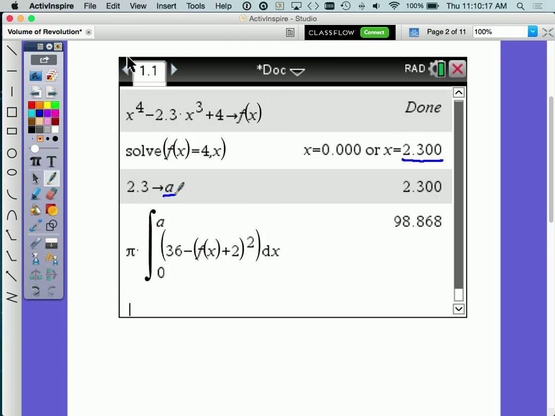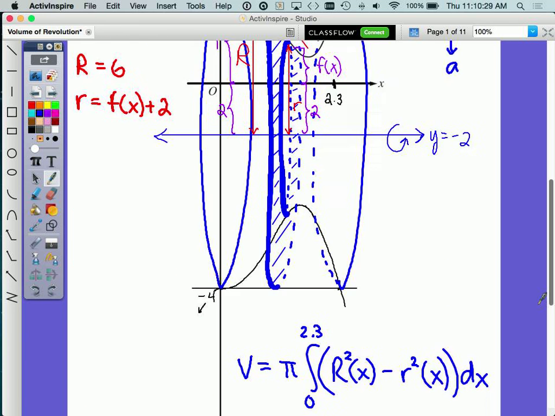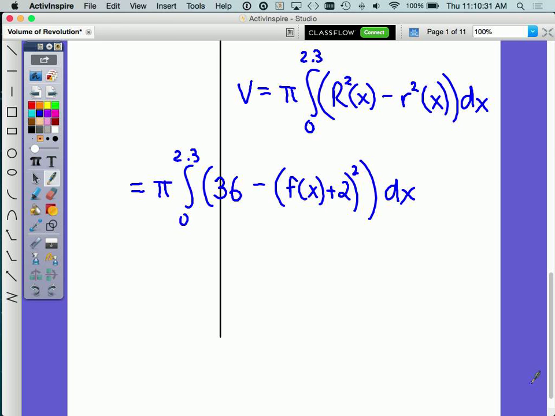So it's always better to take that number, whatever it is, and assign it to a constant. And then I just type in that formula exactly how I had it, and the calculator kicks me out an answer of 98.868, and that's the answer to my question. So I can now just go back over to the question, and I can write down my final answer and say this equals 98.868, and I'm finished.